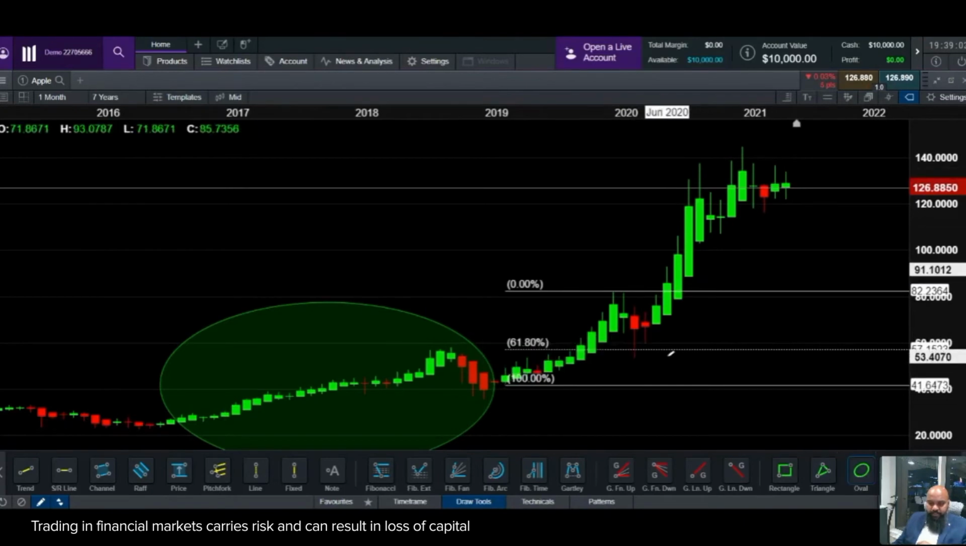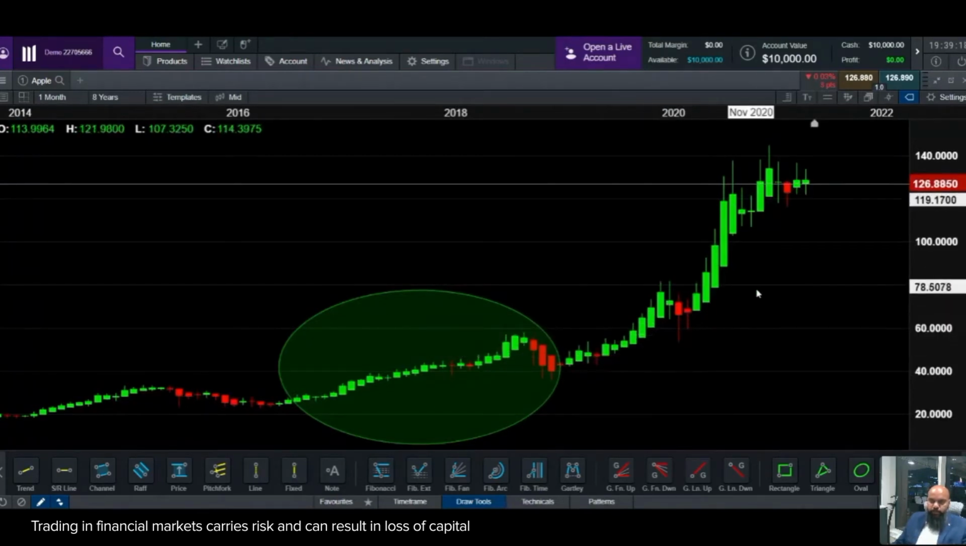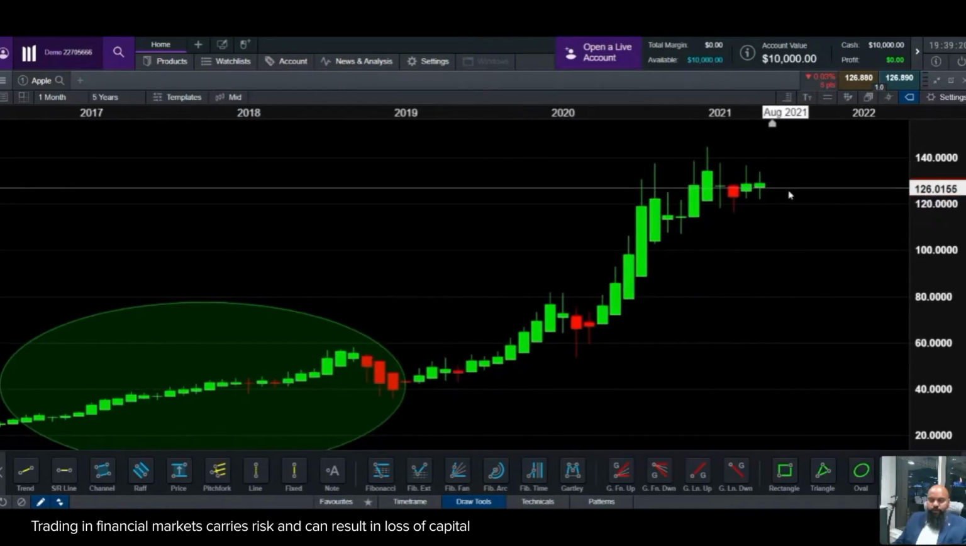Now, we understood even this was a very good entry point. So people who bought over here and who are still holding would be making good returns. In terms of how much returns, I will show you that as well. But let's just look at what is happening at this moment. The question is, what do we do at this current point in time? Do I buy Apple? Do I not buy Apple?